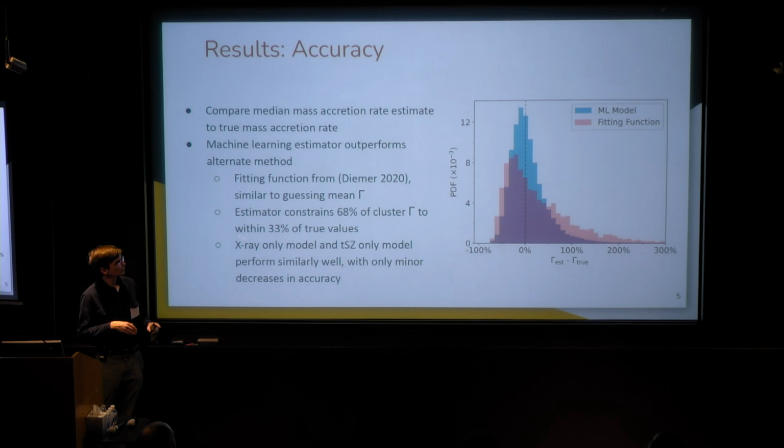The machine learning model, and this is not a hyper-optimized model, this is just a first attempt to see if it's possible, does quite a bit better than that, almost a factor of 2. The number that I quote here is that for 68% of the clusters in our data set, you can constrain the mass accretion rate to within 33% error. And this is true even if you only use a subset of the observation types that we have available. Normally we're using X-ray and TSE together, but you can also use just X-ray or just TSE, and you get slightly worse but similar results.